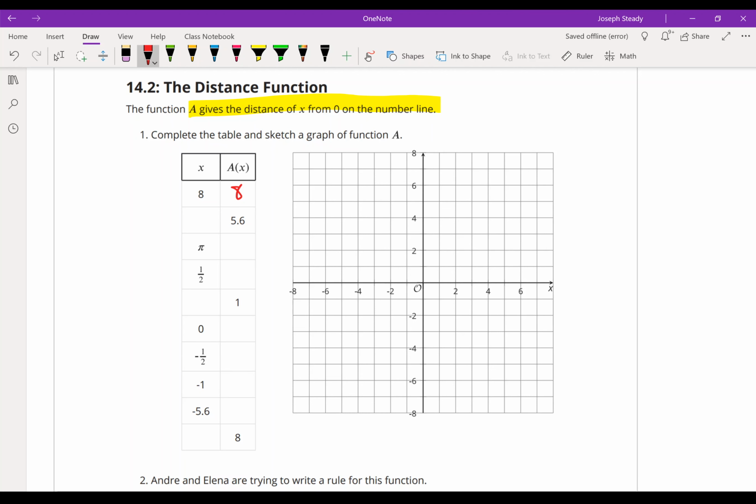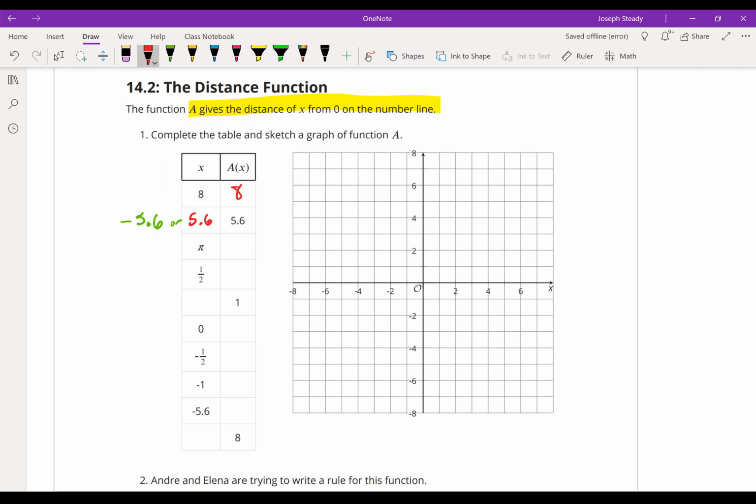Or the other way I can go with this, if my number was 5.6 away from 0, well, the number could be 5.6. But there's another option here, because there are actually two numbers that are 5.6 away from 0 on a number line. The other number that is 5.6 away from 0 is negative 5.6. So there are two potential values of x that could have an output of 5.6. Now we can continue from here.